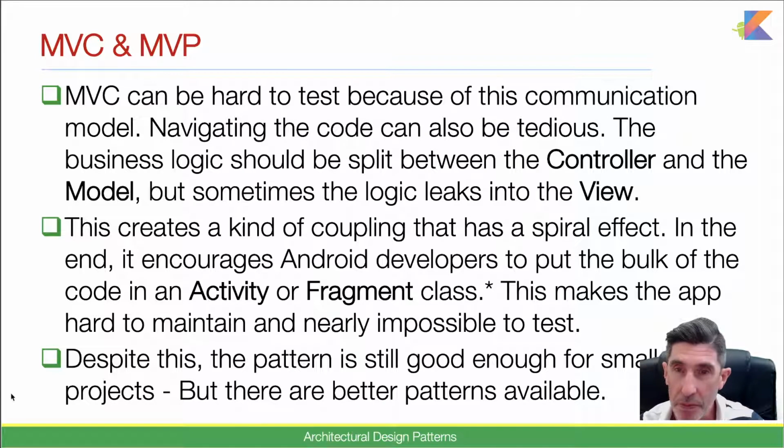Now a little bit more about MVC. It can be hard to test because of this communication model. Navigating the code can also be tedious, so the business logic should be split between the controller and the model, but sometimes the logic leaks into the view. This creates a kind of coupling that has a spiral effect. In the end, it encourages Android developers to put the bulk of the code in an activity or a fragment, which gets totally out of hand. And this makes the app hard to maintain and nearly impossible to test.